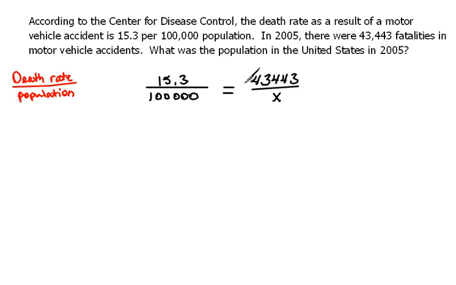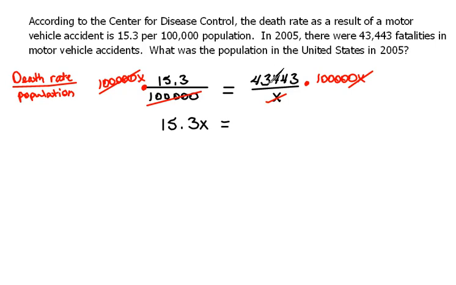So we can set this up as an equation. Now, once we've got it set up as an equation, it's just any other rational equation that we've worked with. We're going to multiply both sides by the common denominator, which in this case would be 100,000x. Now on my left-hand side, the 100,000 will cancel. So we have x times 15.3, which would be 15.3x equals. Over here on the right-hand side, our x's will cancel.